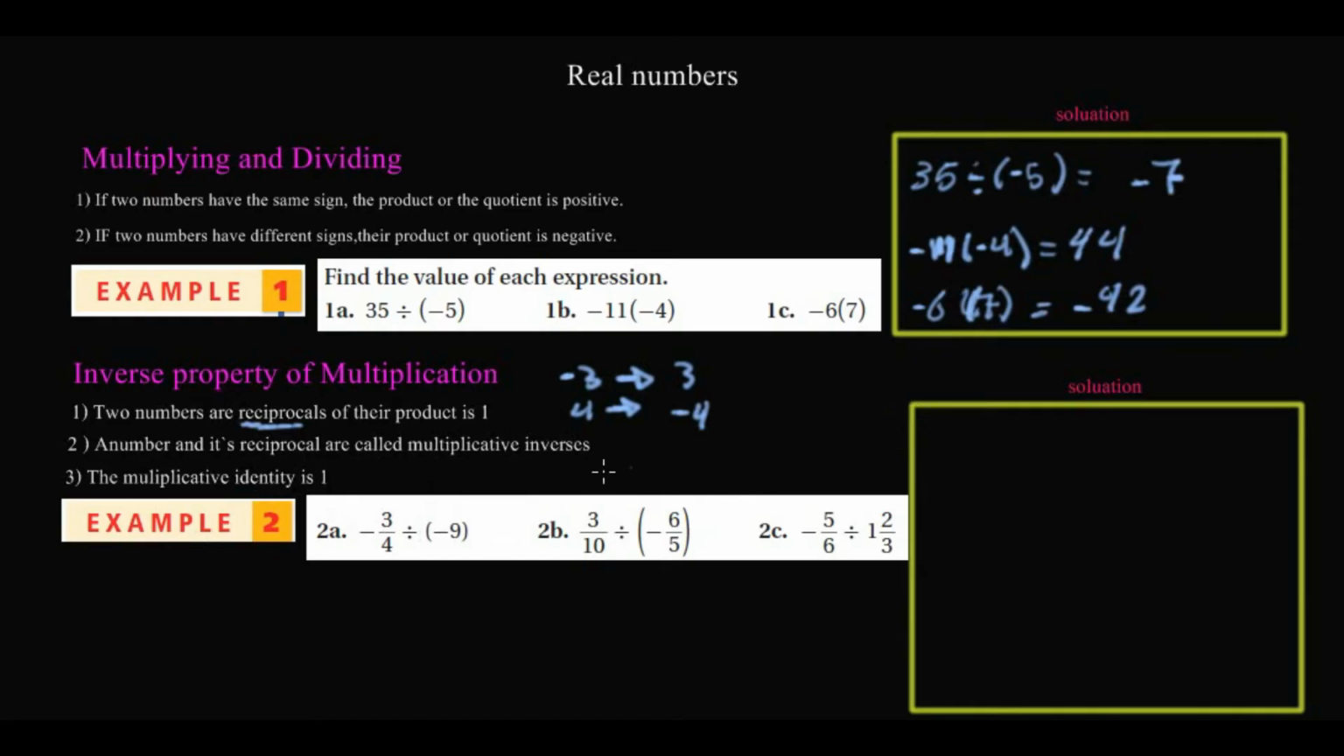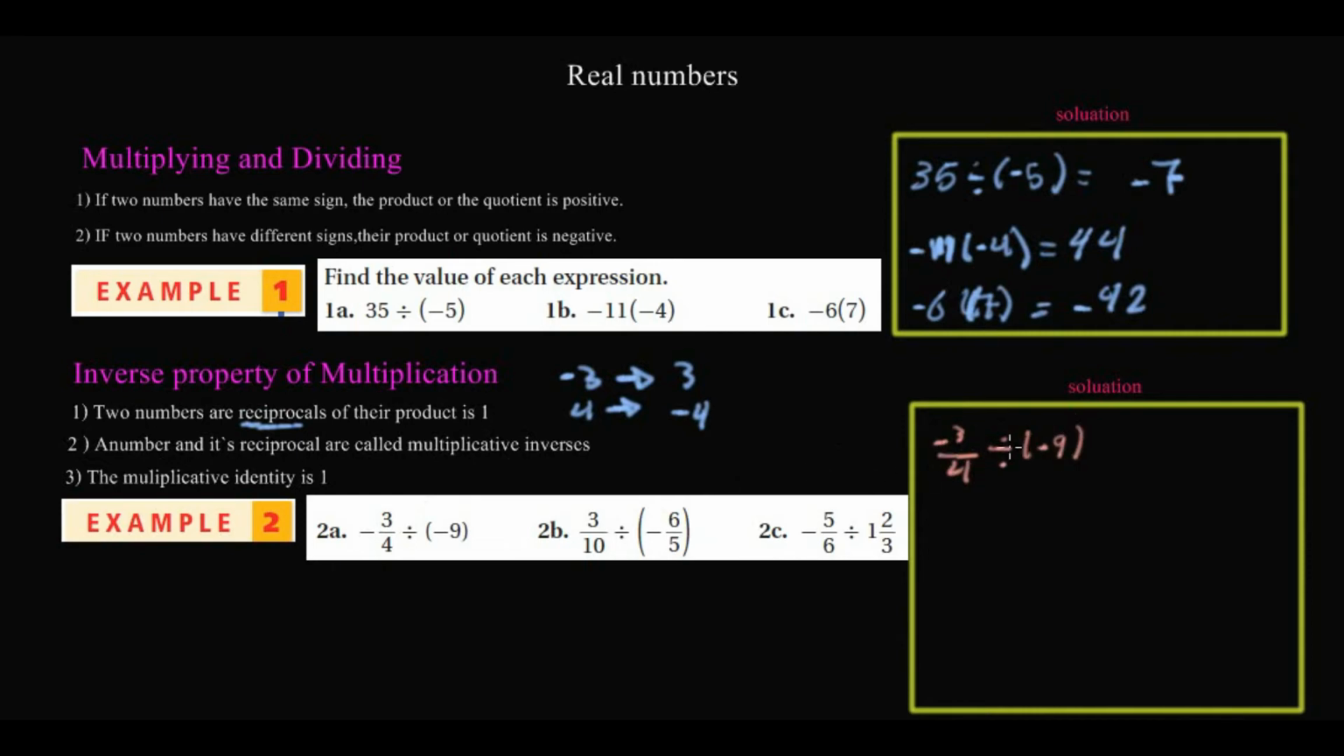So the first example: let's use another color. We have negative 3 over 4, which is a fraction, divided by negative 9.